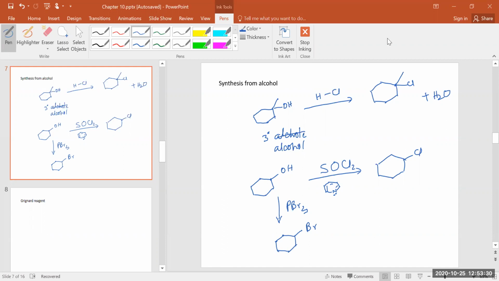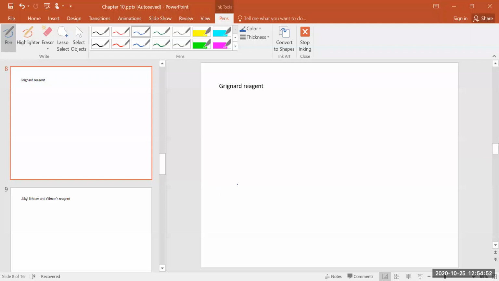So alkyl halides are important because they are used to make Grignard reagent, one of the important applications. When you put magnesium, it will be inserted between the halogen and carbon bond. Before that, Grignard reagent and alkyl lithium, we will see the reaction.